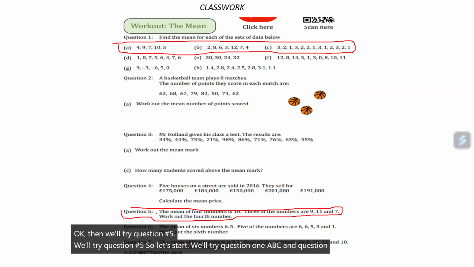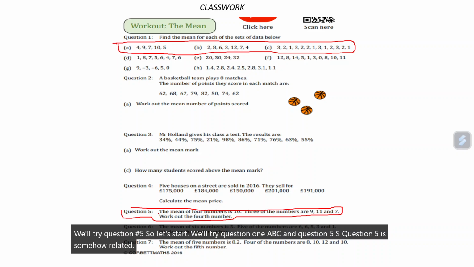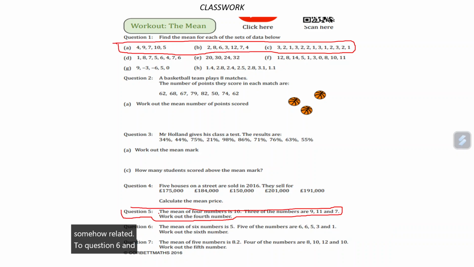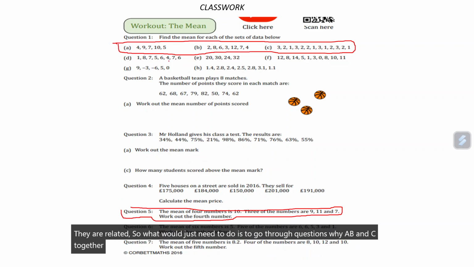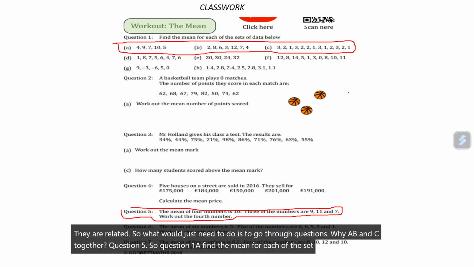So question 5 is somehow related to question 6 and 7. They are related. So what we just need to do is to go through questions 1A, B, and C together and question 5. So question 1A, find the mean for each of the set of data below.